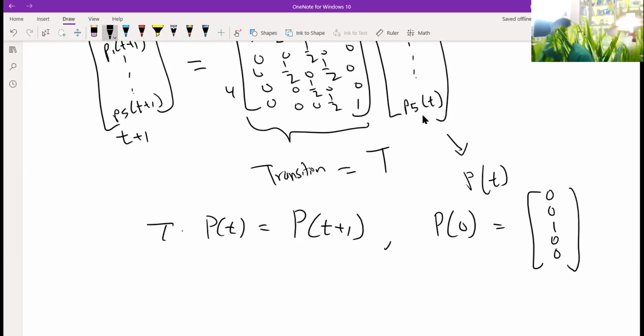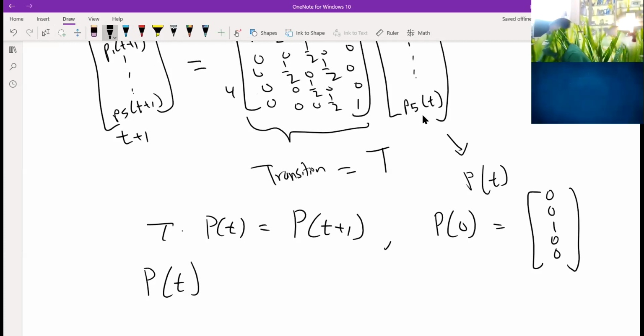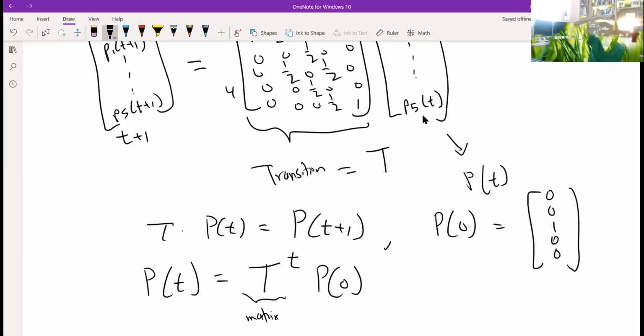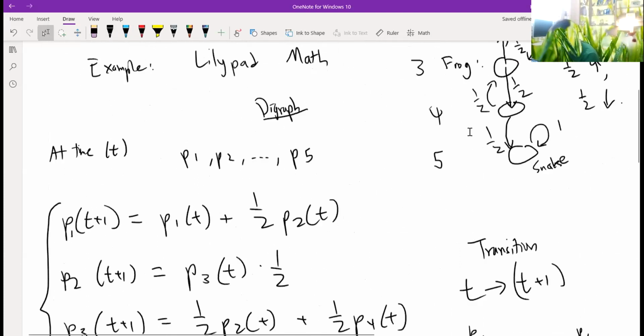Then we can instantly find any P of t by doing P of t is equal to T to the power of t, times P0. So by taking this matrix power, we are able to immediately calculate any value for t. So that's a neat part about a Markov chain.